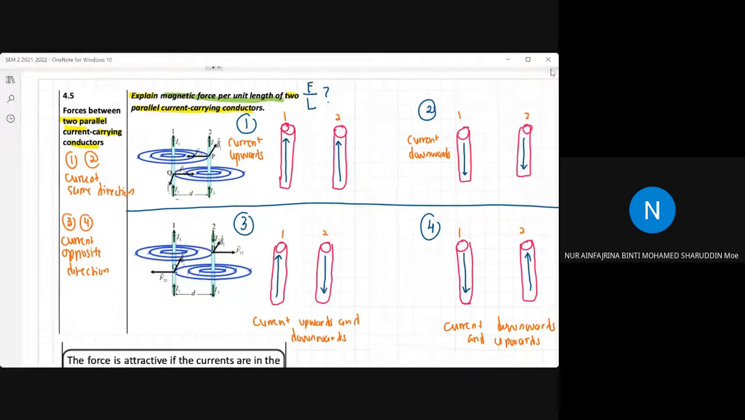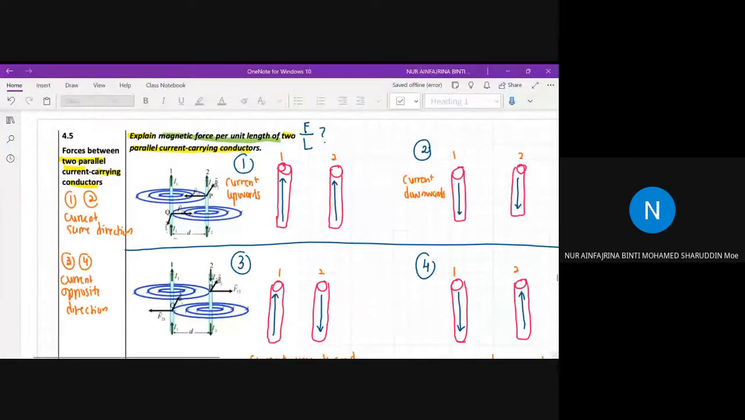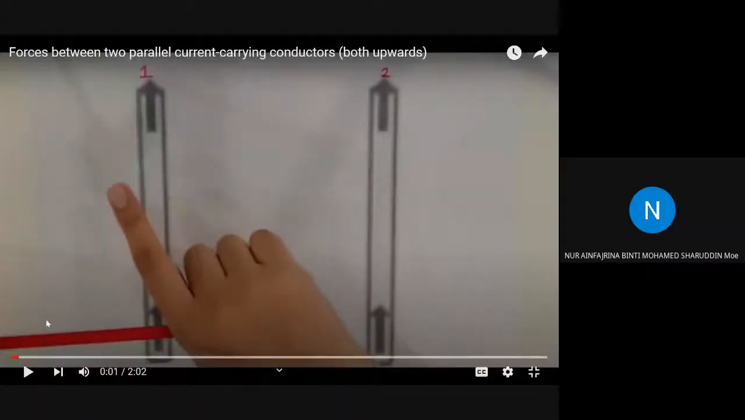Okay, what do I mean? Apa yang Miss masukkan, Miss akan tunjuk video ya. So korang kena tengok betul-betul. So this is for the case where you have both current in the same direction tetapi upwards. Okay, so Miss akan tekan play, korang tengok betul-betul.